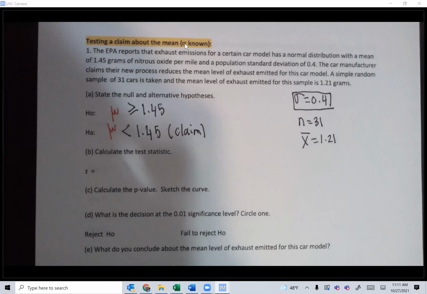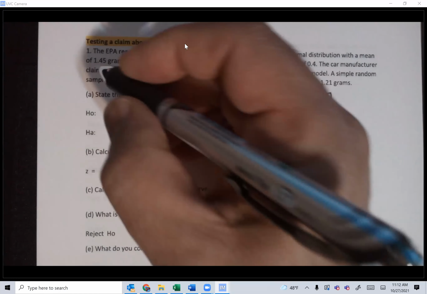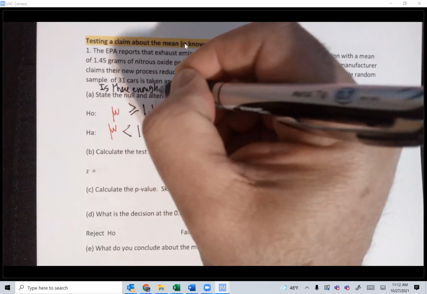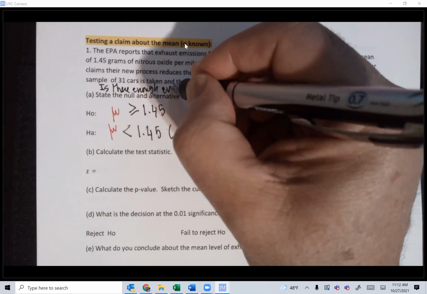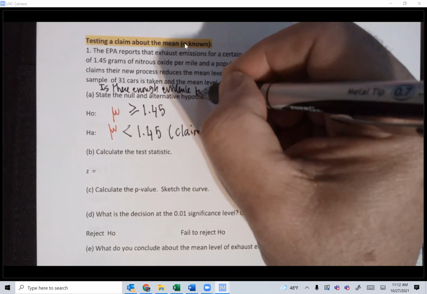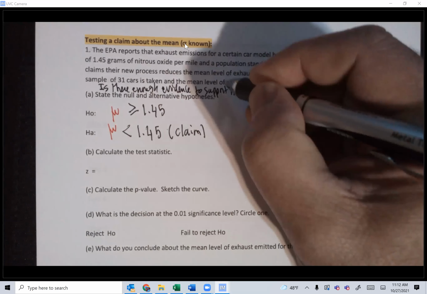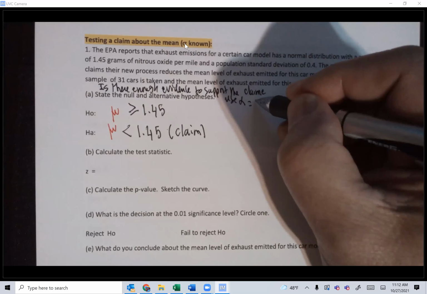Okay. The question is, can you support the claim? Is there enough evidence to support the claim? Actually, I do not put the question here. Is there enough evidence to support the claim? Use alpha equals 5%. So I'm going to use my significance level to be 5%.